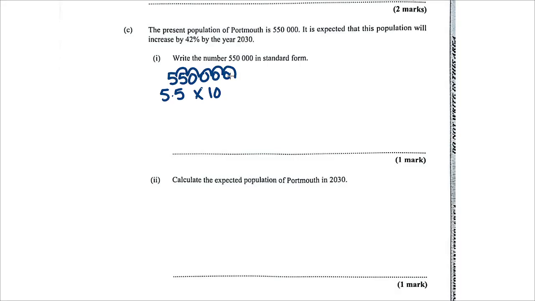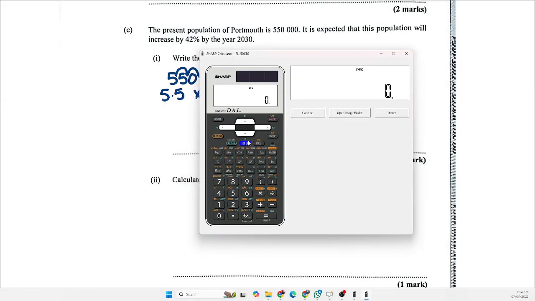And because we shifted to the left hand side, your power is positive in standard form. How many places did you shift? 1, 2, 3, 4, 5. That's the power of positive 5. If you're not 100% certain if it's positive or negative, you can use your calculator. All you have to do is go on setup. You're looking for FSE 1. You're looking for scientific form, which is also known as standard form.